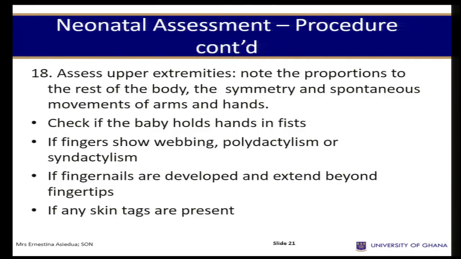You assess the upper extremities. You note the proportions to the rest of the body. You note the symmetry. You put the hands beside the baby and see if the length is the same, the size is the same, and any spontaneous movement of the arms and hands. Here you want to check if the baby is having any twitching. You check if the baby holds hands in fists. Fingers show webbing, so you have to open the fingers and check in between the fingers to see if there is webbing. And then you check for polydactylism or syndactylism.